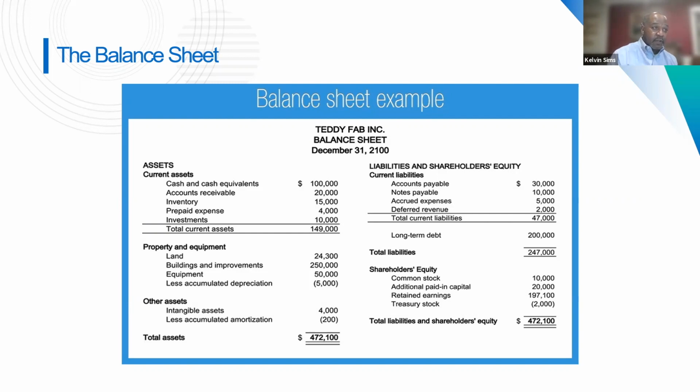And then some deferred revenue. Again, all these are using the accrual base. You have revenue where you made the sale in January, but the cash didn't come in until March.